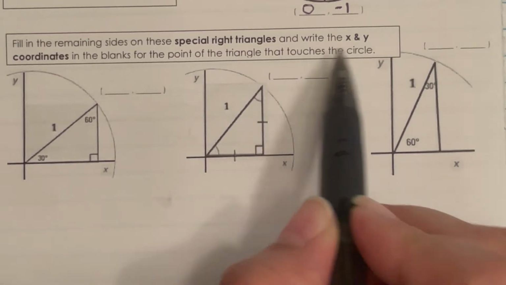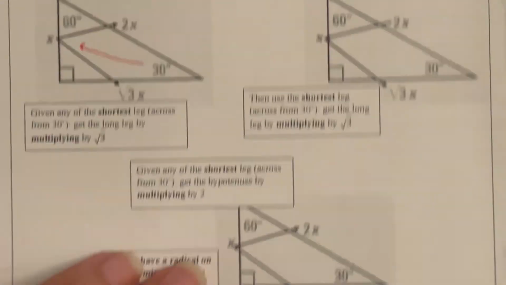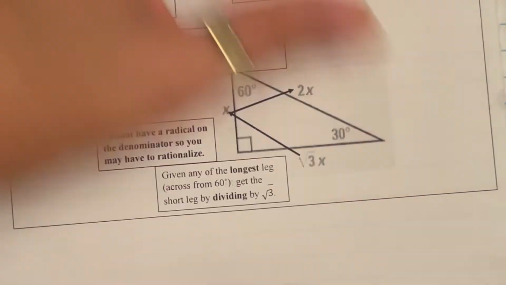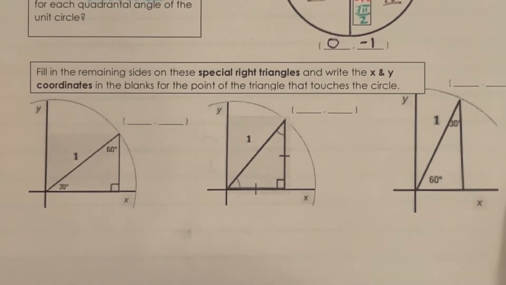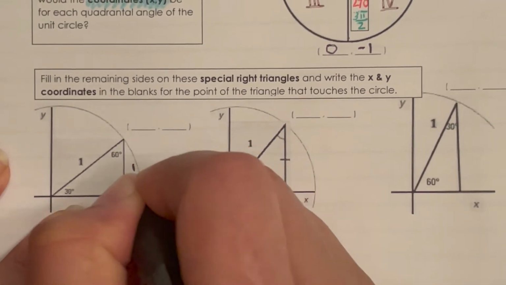All right, now let's take a look at the special triangles that we looked at already. This is why we needed to know them. So across from 30 is x, and the hypotenuse is 2 times x. To get from the hypotenuse to the shortest leg, you divide by 2. So let's go ahead and do that. 1 divided by 2 is a half.